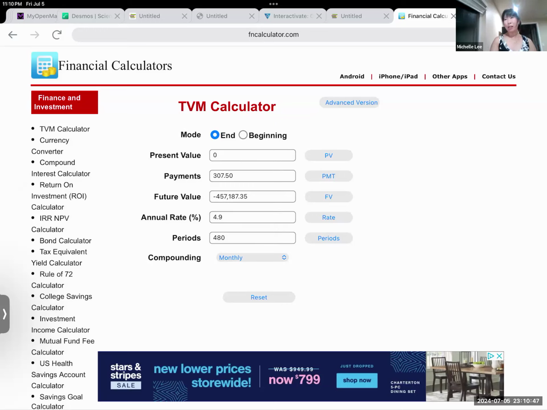Then we get a negative. From the smoker's point of view, he did not have money yet, so it's negative right now. But later on, he can get money, $457,187.35. Yeah. Let me screenshot this one.